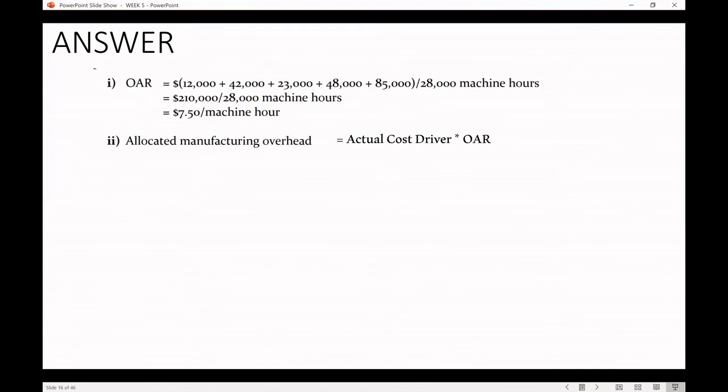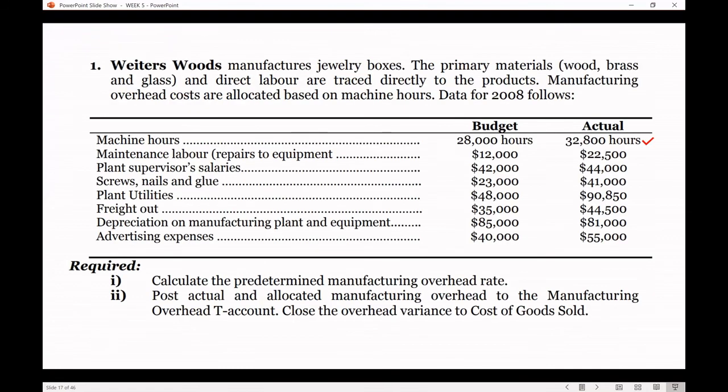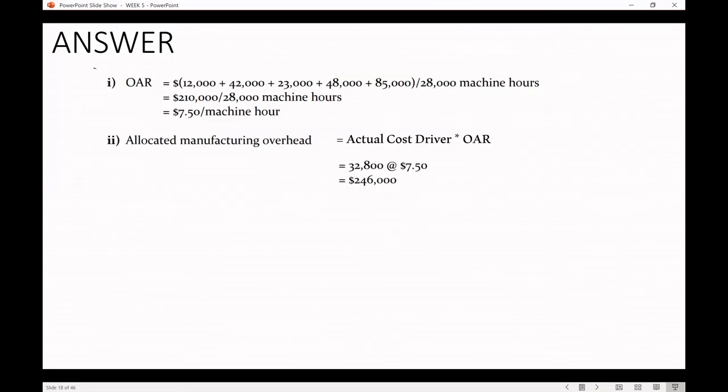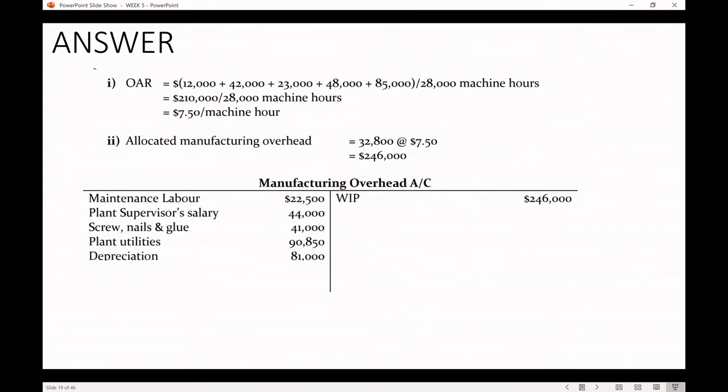Machine hours. But this time we're using the actual units, and we're multiplying that by our OAR. So our OAR before was $7.50 per machine hour, and our actual cost driver was 32,800 hours. Putting that together, doing that multiplication would have gotten $246,000 applied. And we call that work in process, right?